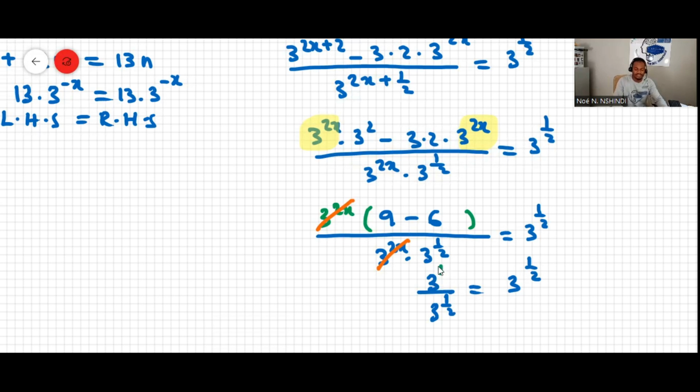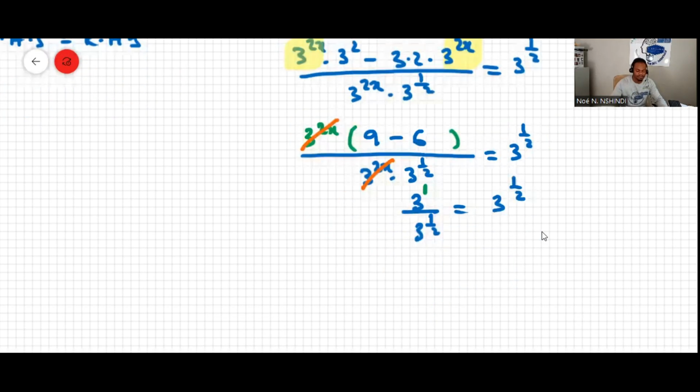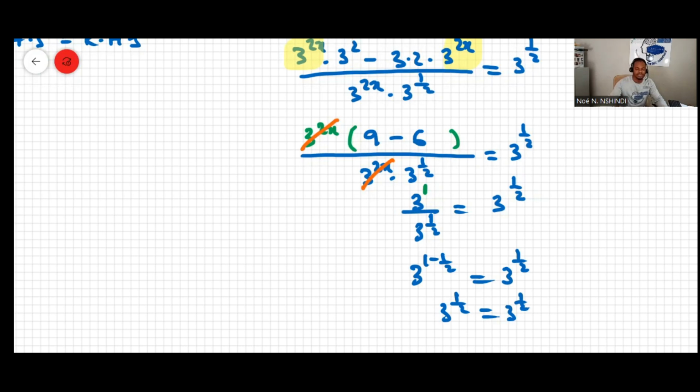In cases like this, when the bases are common, we can just subtract the exponents. So this will make just 3 to the power of 1 minus a half, equal to 3 to the power of a half. This makes 3 to the power of a half equal to 3 to the power of a half. So left hand side is equal to right hand side.